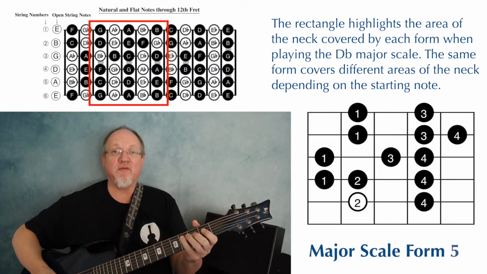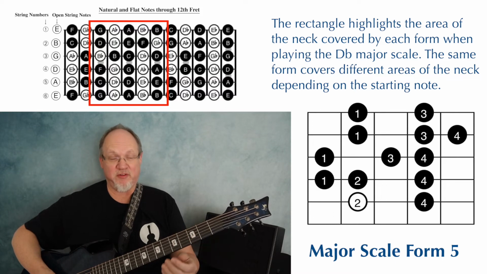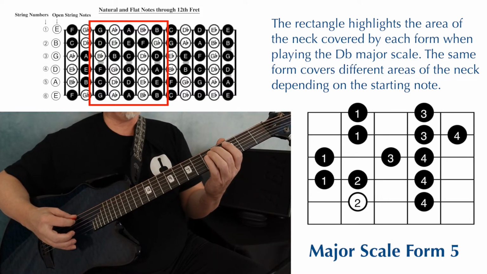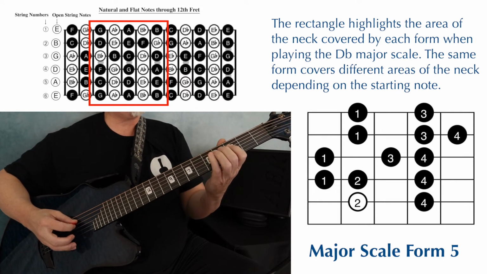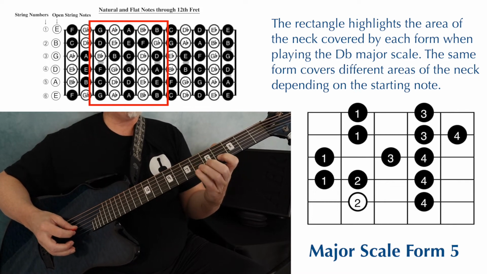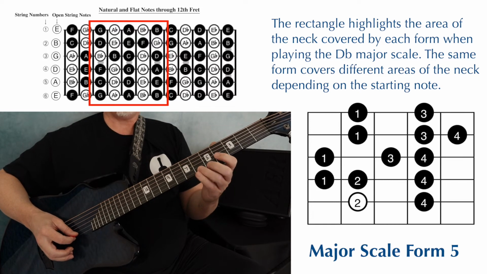And major scale form 5 also begins on the 5th string, but this time with your 2nd finger. So place your 2nd finger on that same D flat. Whole, whole, half, whole, whole, whole, half, and back down.